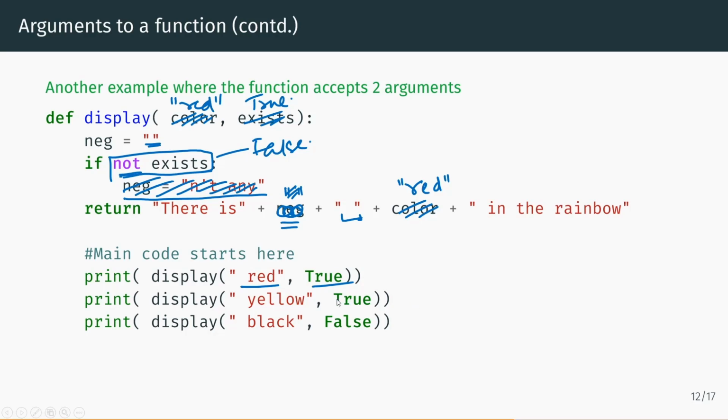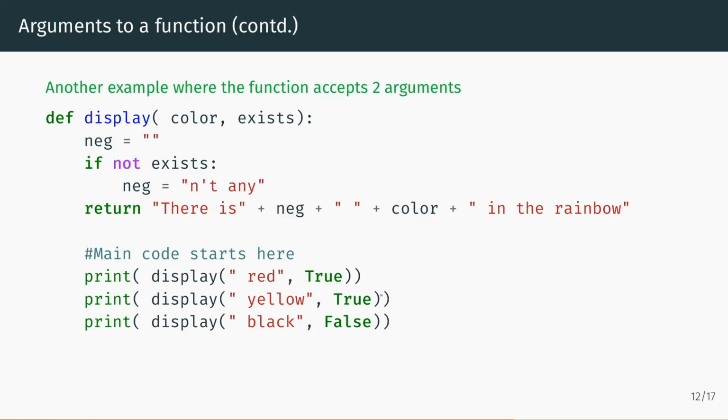Now let's see the third one, which is black and false. What happens in this case? What happens with the black and false? So black would replace the color, right? And false would replace the exists, okay? So exists is false. So if not false, okay, what is not false? True. So replace this not false with true, right? If true, neg equals isn't any. So that's the new value of neg, right?